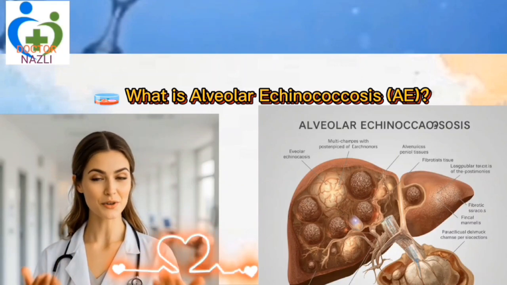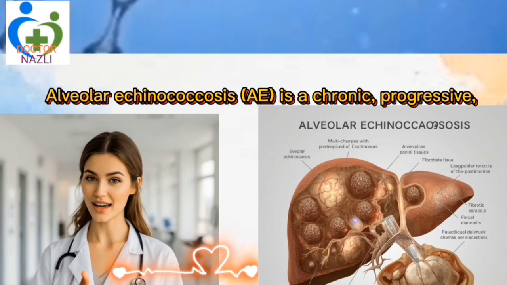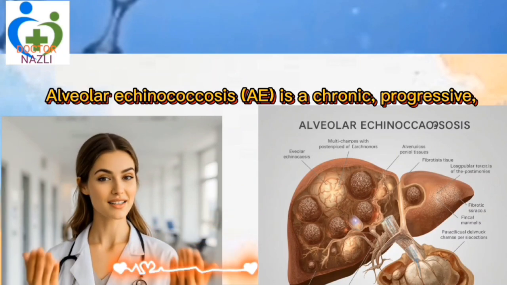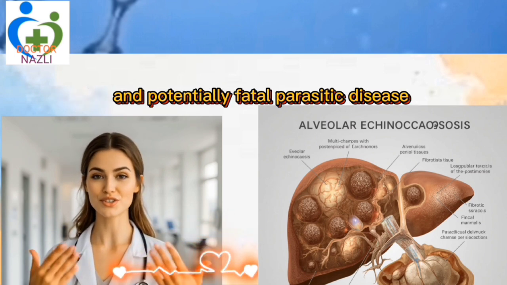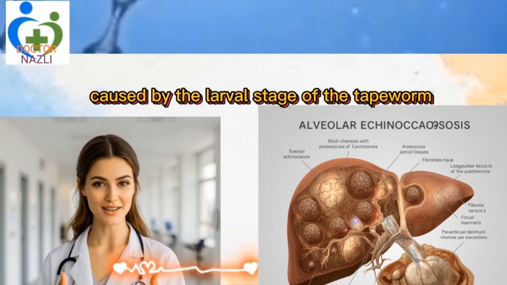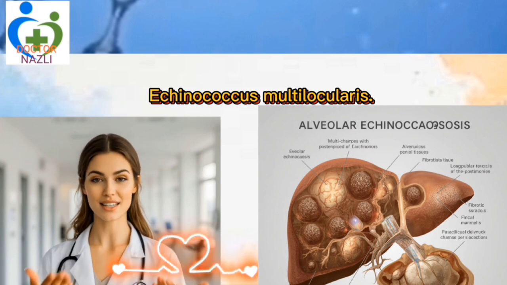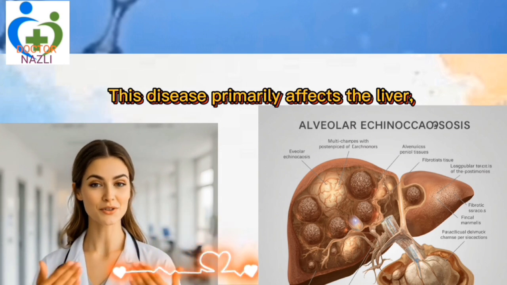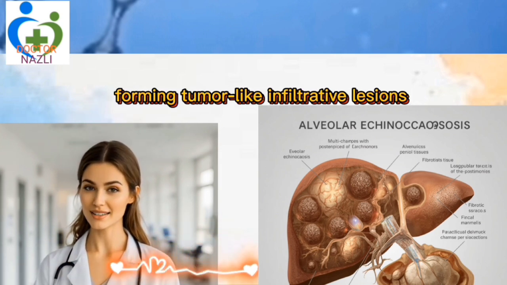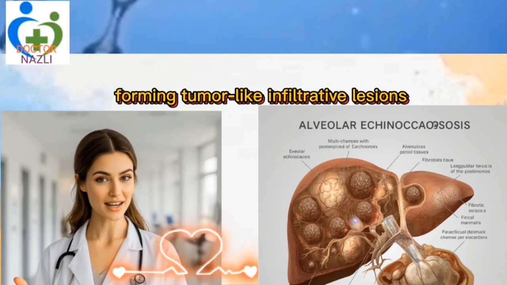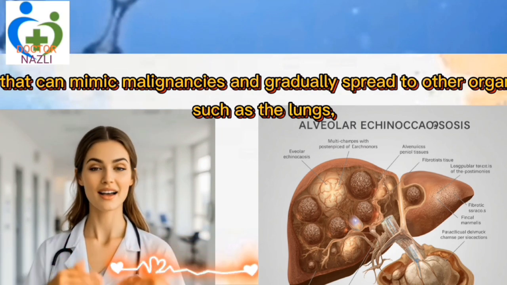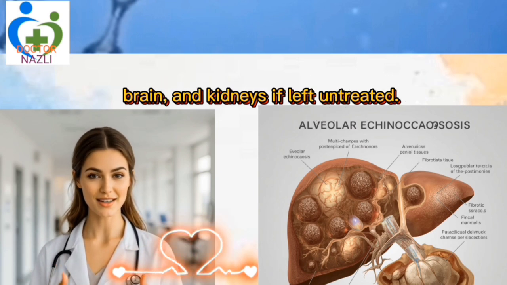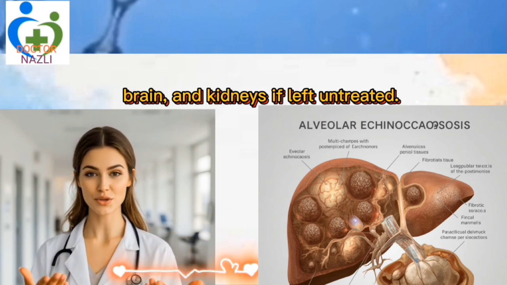What is alveolar echinococcosis? Alveolar echinococcosis is a chronic, progressive, and potentially fatal parasitic disease caused by the larval stage of the tapeworm Echinococcus multilocularis. This disease primarily affects the liver, forming tumor-like infiltrative lesions that can mimic malignancies and gradually spread to other organs such as the lungs, brain, and kidneys if left untreated.